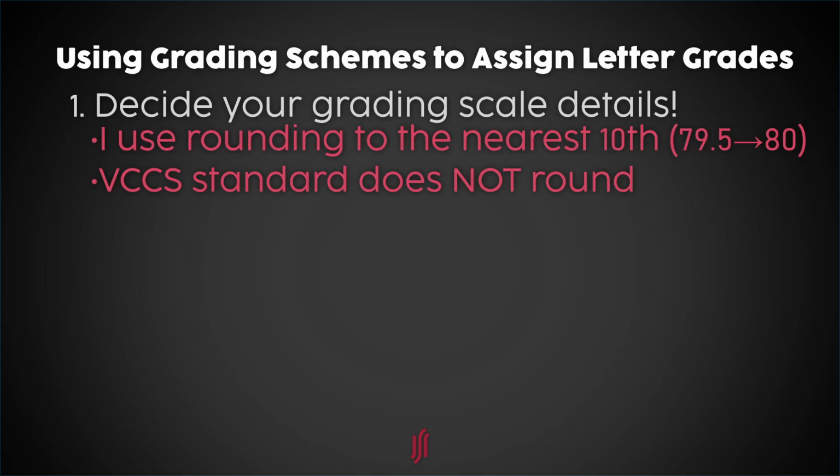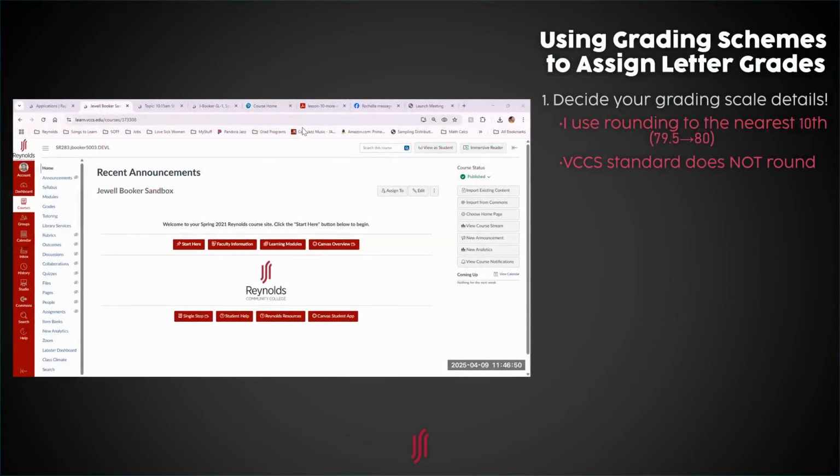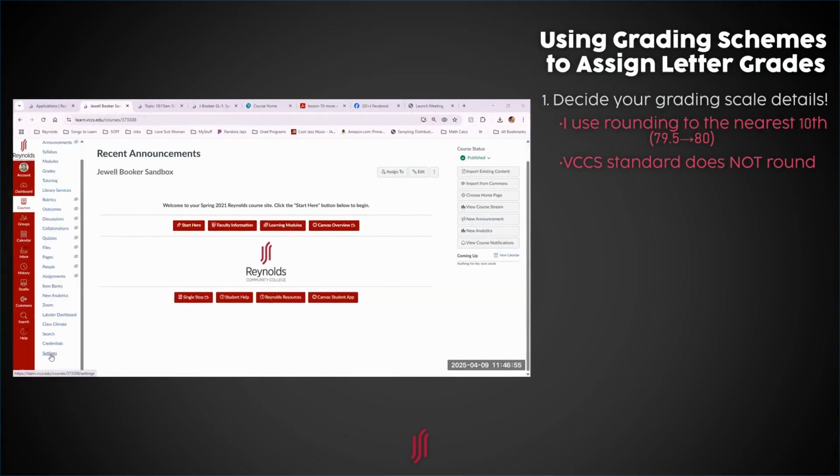That does not happen by default with the VCCS standard that's loaded in Canvas. So you have to think about how specific you want to be. So I'm going to show you the way that I do it when I set it up so that it rounds automatically to one decimal place or to the nearest tenth. So the first thing that I'm going to do is we're going to navigate to my Canvas page. And from my Canvas page, you're going to scroll to the bottom and we're going to choose the settings.